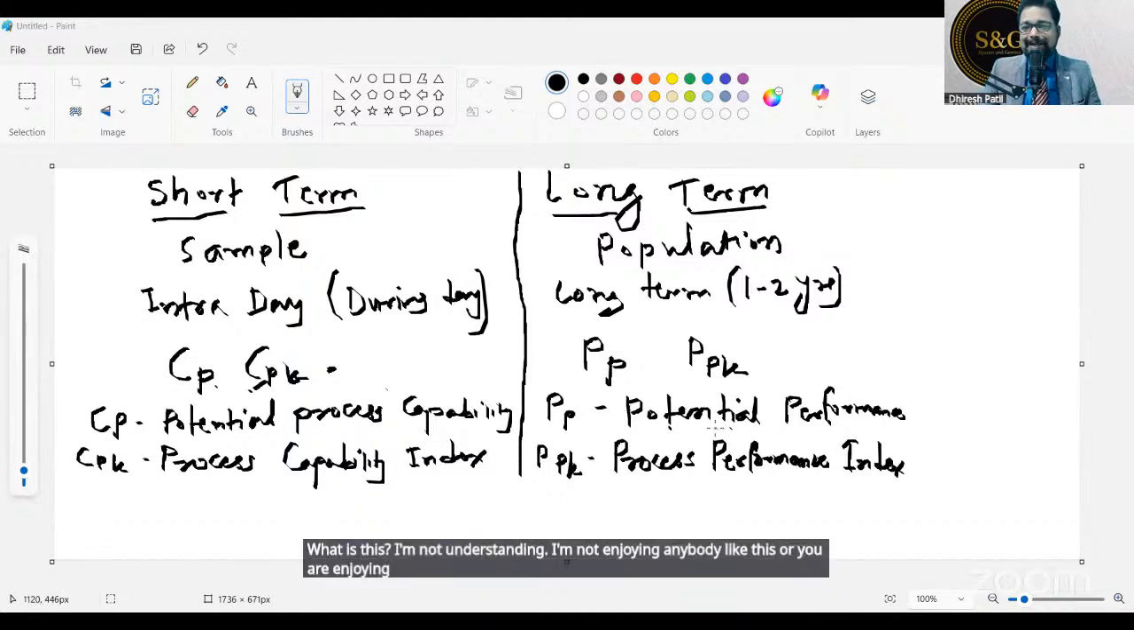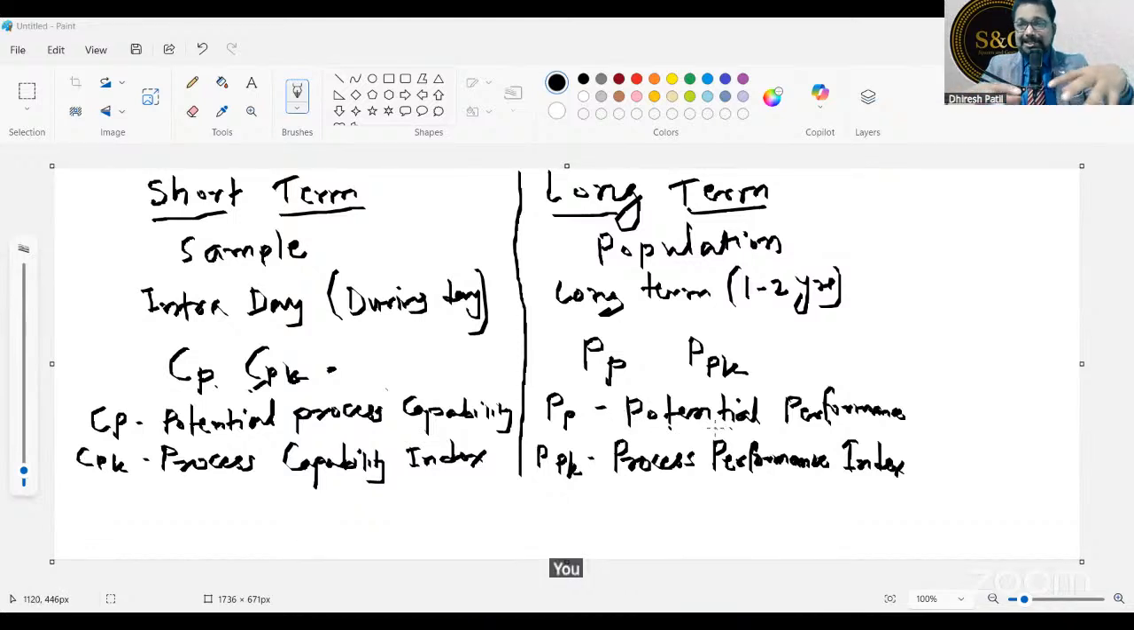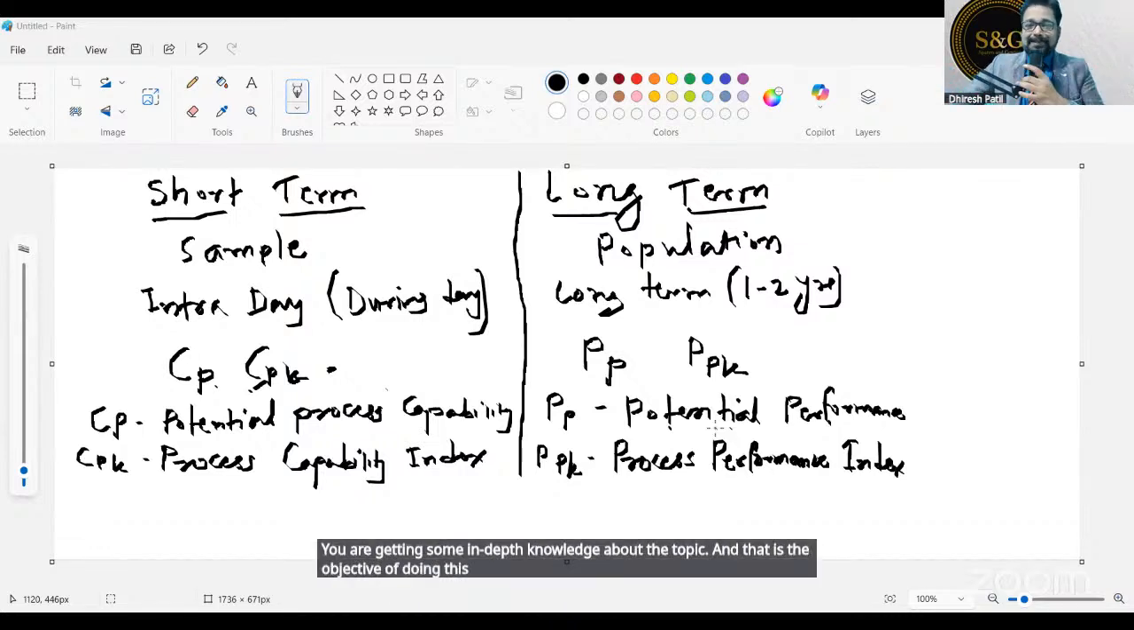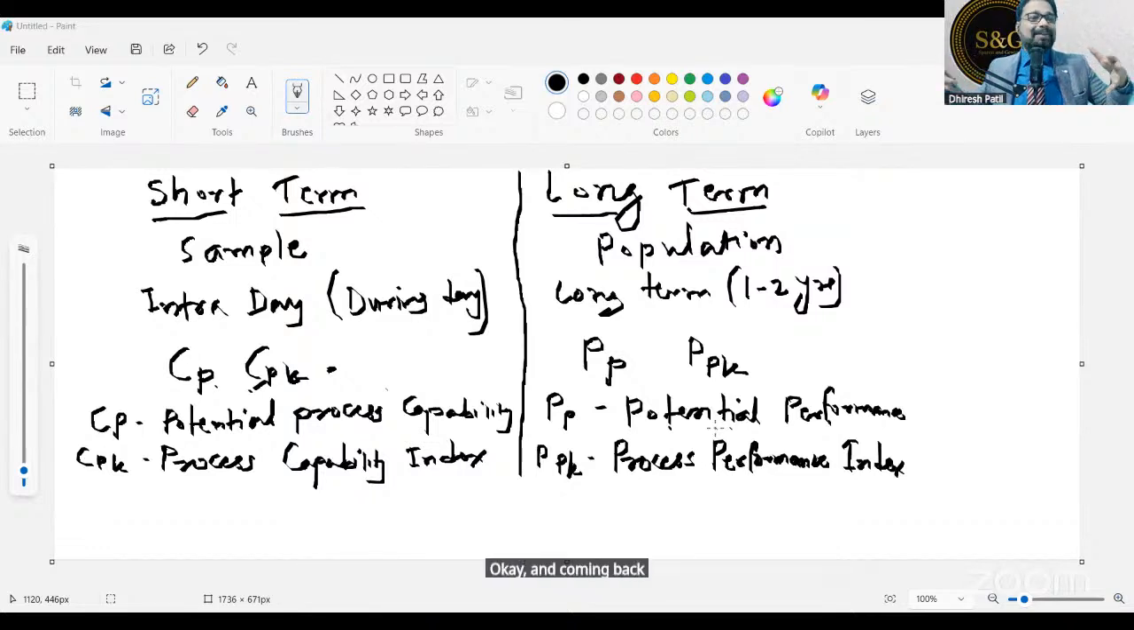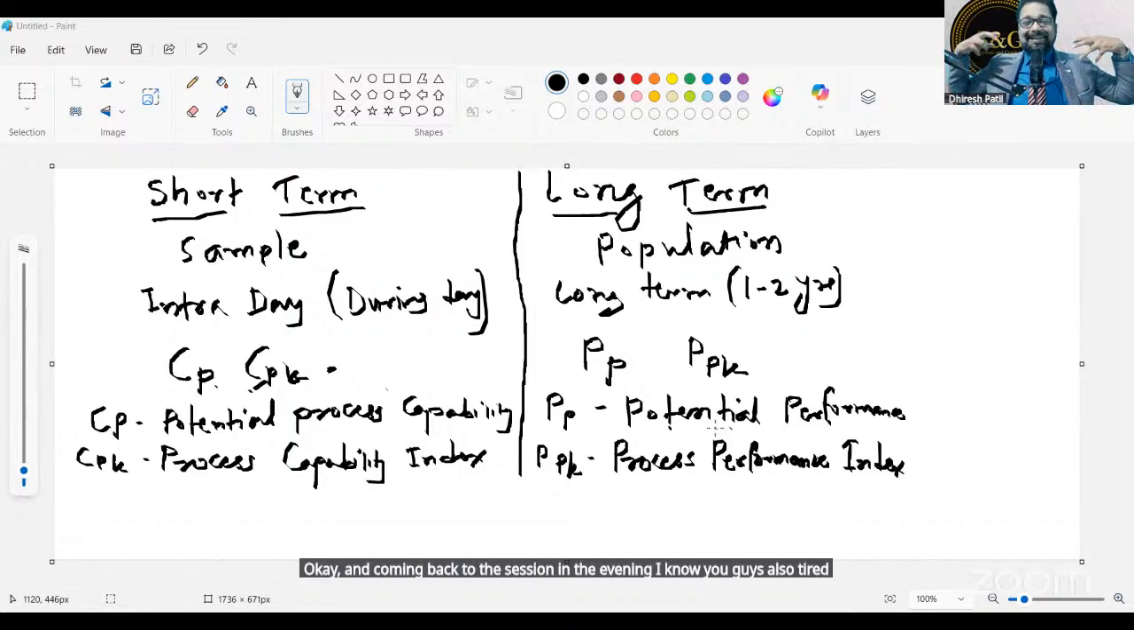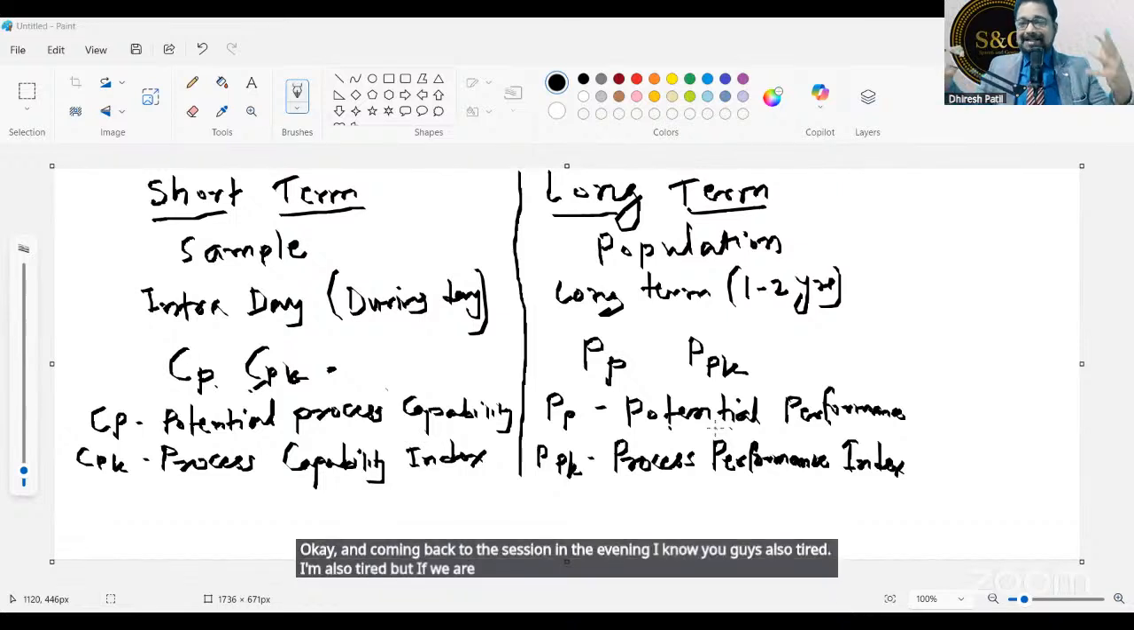You are getting some new insights, you are getting some in-depth knowledge about the topic, and that is the objective of doing this hard work. Okay, see, just like you, I am also giving full day training today. All right, okay, and coming back to the session in the evening. I know you guys also tired, I'm also tired, but if we are learning something new together, that's great. That's why these entire sessions are also there.